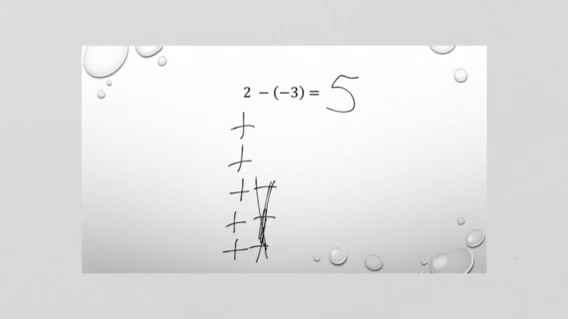So, subtraction's not too hard. Represent the first number with positives and negatives. Second, take away the second number. And if you need to, make some zero pairs to make that happen.